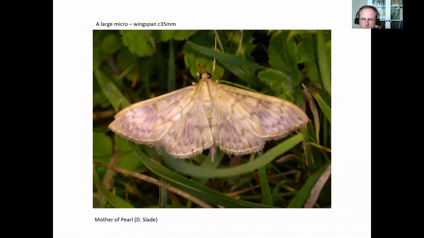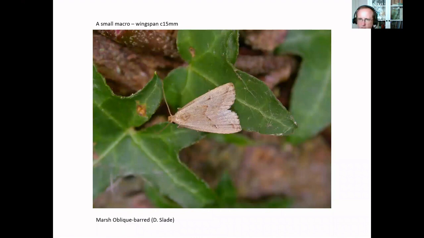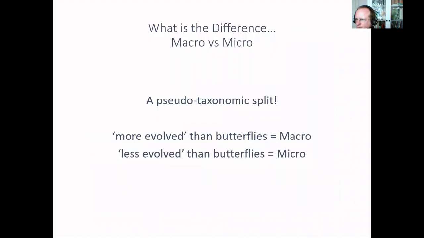That is a Mother of Pearl, which is a pyralid moth. It's definitely a micro, even though it's quite big with a wingspan of about 4 centimeters, 35 millimeters or so. And similarly, there is a very small macro moth, that's the Marsh Oblique-barred, with a wingspan of less than 2 centimeters. So on a one-to-one, size isn't the thing that makes the distinction.